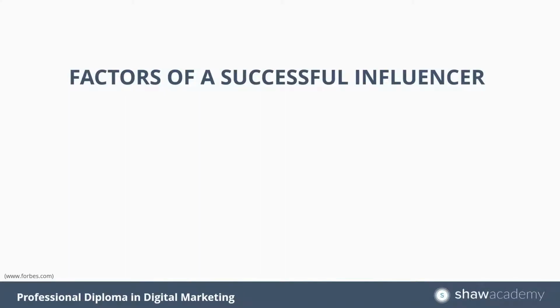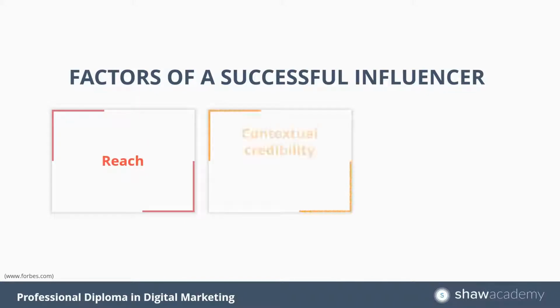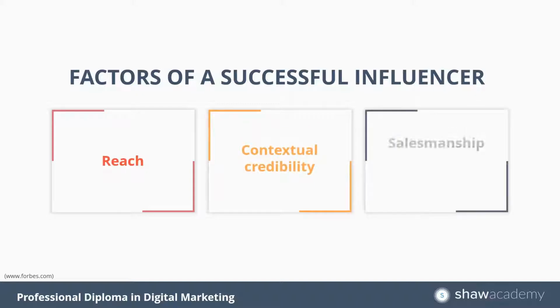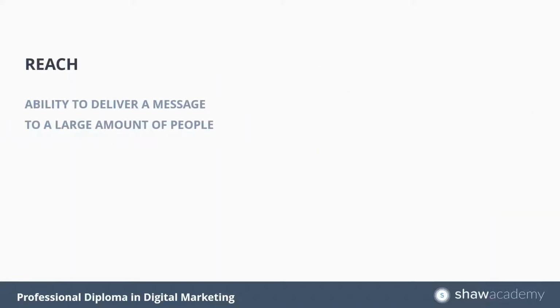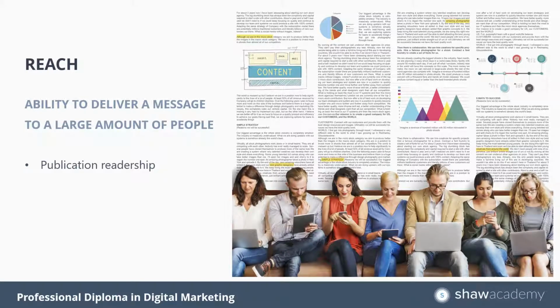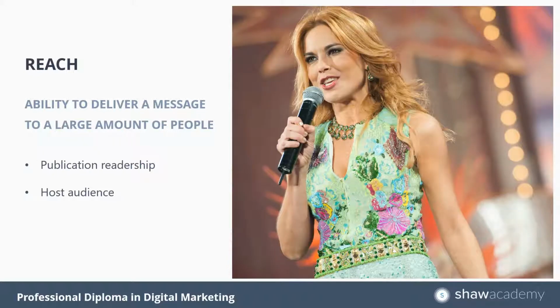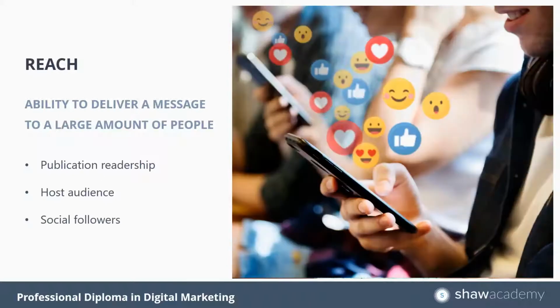There are 3 core factors of a successful influencer, and we'll go through each one in more detail. Successful influencers have reach. They also have contextual credibility and salesmanship. While there is a social media metric called reach, which, as the name suggests, tells you how many people your posts have reached, reach here refers to the ability to deliver a message to a large amount of people. The audience that an influencer reaches could be through various channels. For example, the readership of a publication, a blog, a magazine, or a book, etc.